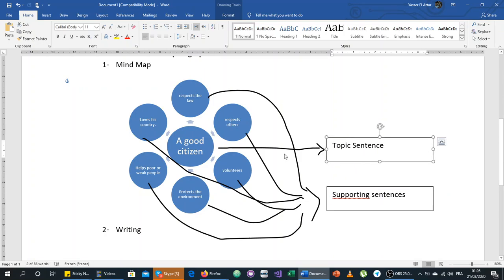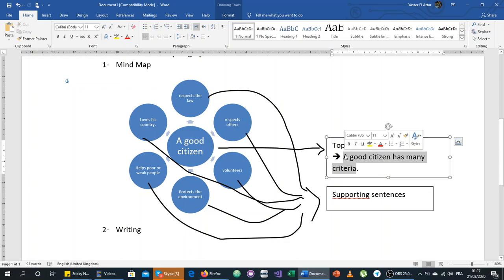For the concluding sentence, we can basically say anything. The topic sentence, we are going to make from the main topic, which is a good citizen. Let's write something. To write a topic sentence, we can say something like this. I'm just going to write an example; this is not the only correct way. For example, a good citizen has many criteria. This is a topic sentence. Or we can write something like this one.